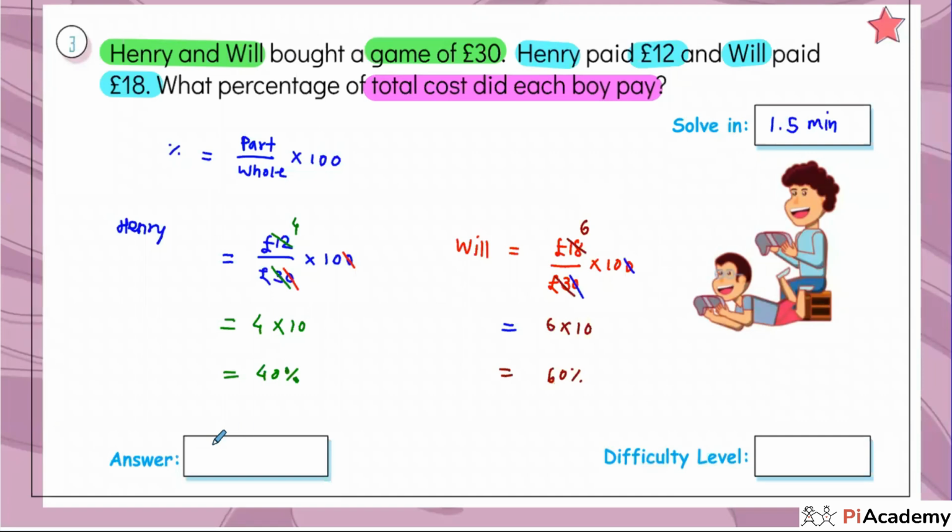So you can mention here the answer. The percentages are 40 and 60 for Henry and Will respectively. And the difficulty level was easy. So this question is also easy, and in this you have to figure out the percentage. Let's move on to the medium level questions.